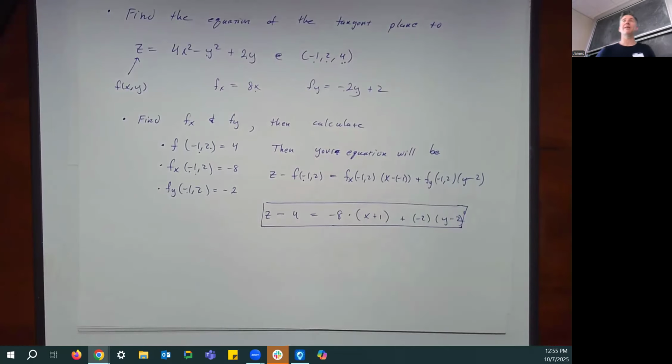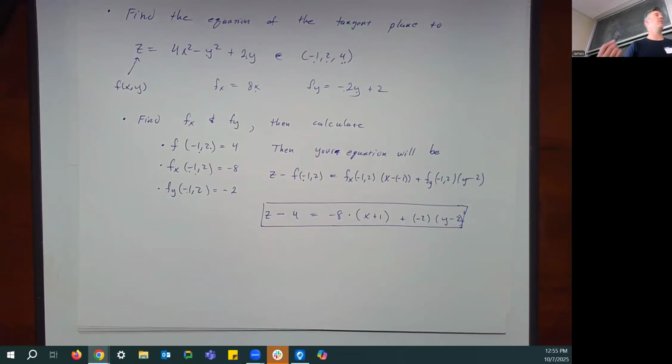You certainly could isolate z here. You don't have to, though. It's totally fine to leave it as z minus 4, unless someone says you shouldn't. Z minus 4 equal to negative 8 times x plus 1 plus negative 2 times y minus 2. This one, I would probably actually simplify things because they get nice.